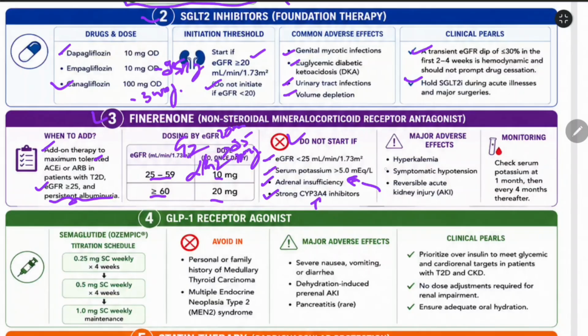Major adverse effects are hyperkalemia, symptomatic hypotension, and reversible acute kidney injury similar to ACE inhibitors and ARBs. Check serum potassium at 1 month, then every 4 months thereafter.